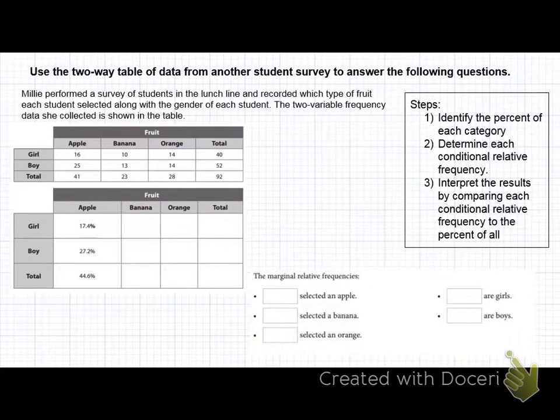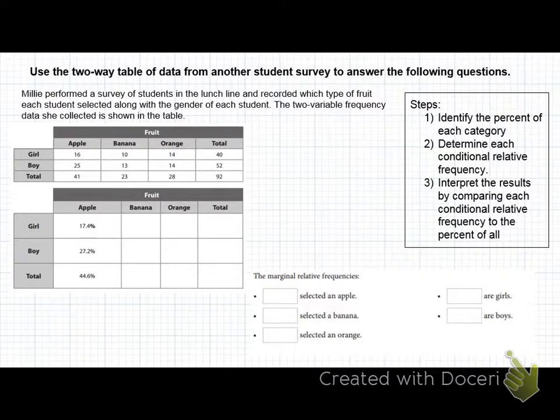Okay, so here we go. Now, this is similar to last week. I'm going to show you how to calculate the percentages using a calculator, okay? Millie performed a survey of students in the lunch line and reported which type of fruit each student selected along with the gender of each student. So let's just pretend there's a girl named Millie. She's hanging out at the lunch line. People are coming past her, and she's asking, hey, you're getting lunch. If you were to get a fruit, what would you get? And the person says apple, and then she checks whether that is a boy or girl. So she counts up all the fruits and what gender each person was.